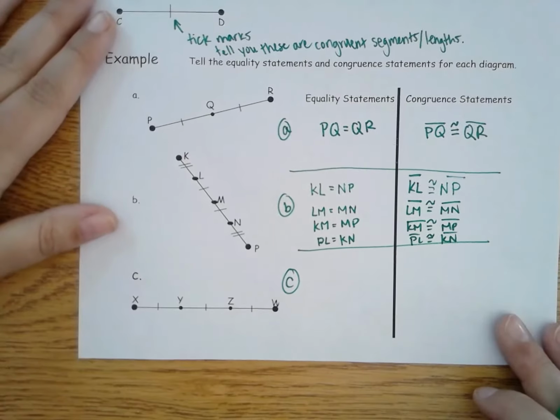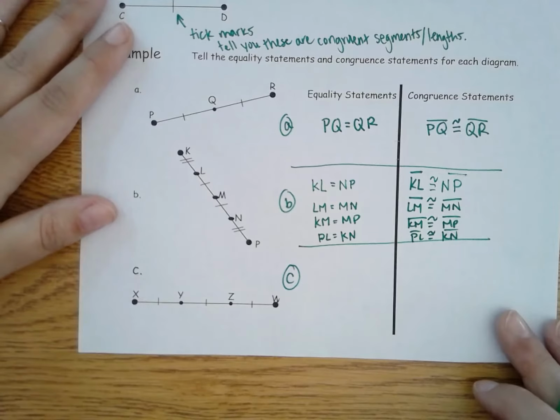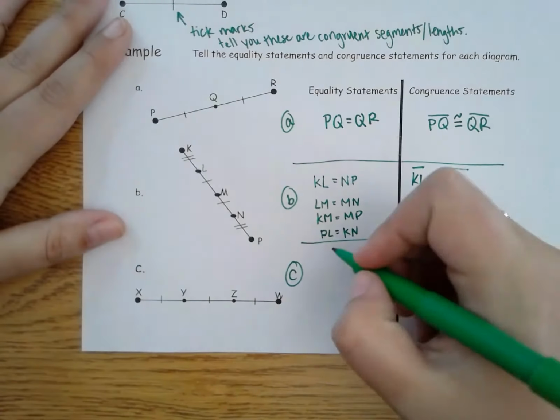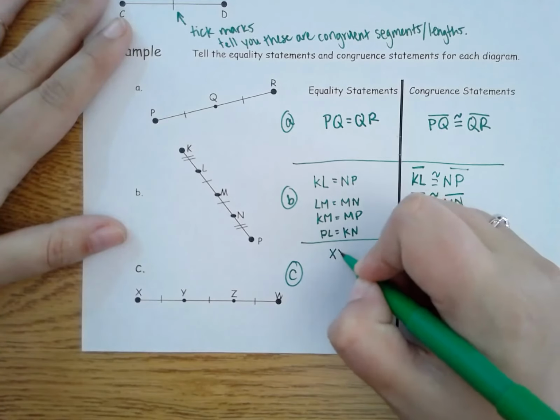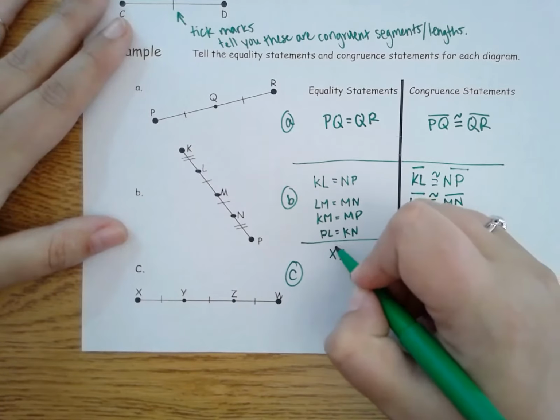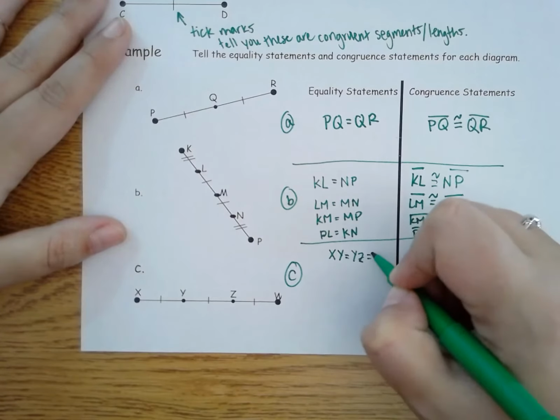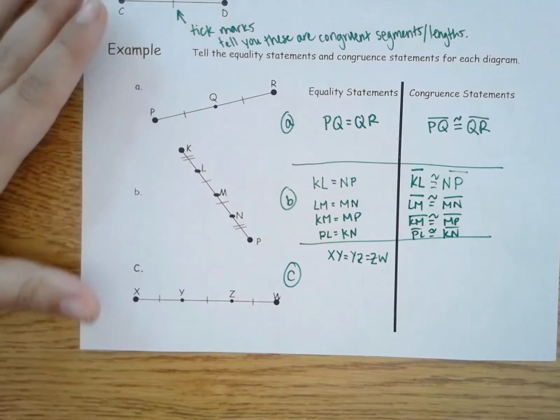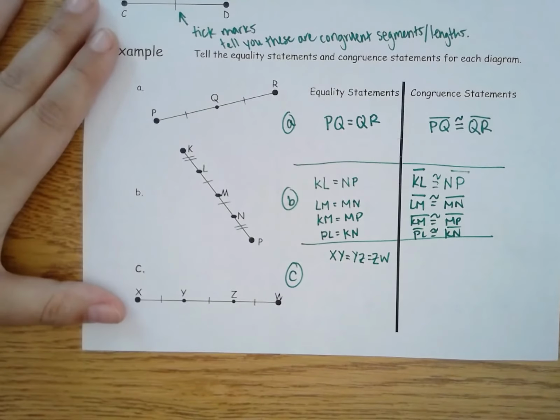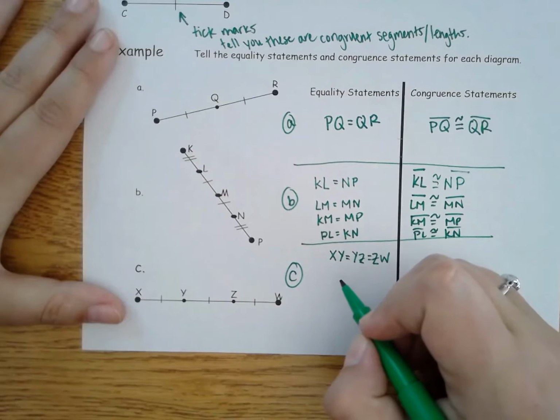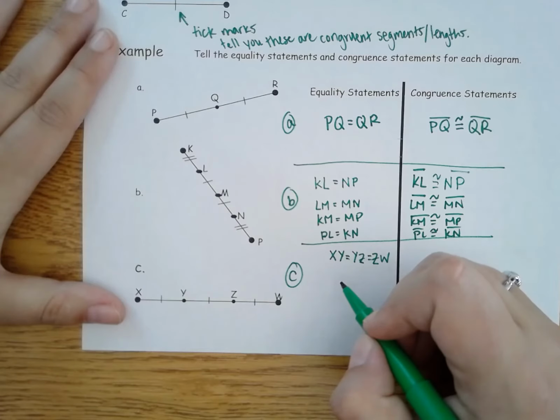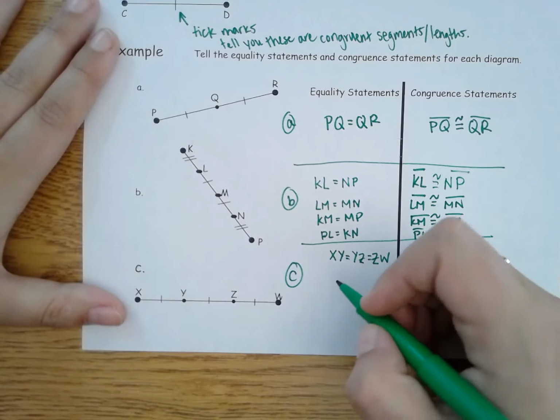Who's got some of these? Yeah? X, Y, Z, W. X, Y, so you can make a triple statement, right? XY is equal to YZ is equal to ZW. Okay? What other statements could you make? I see one more. Paula?